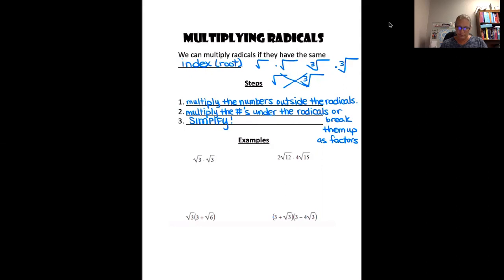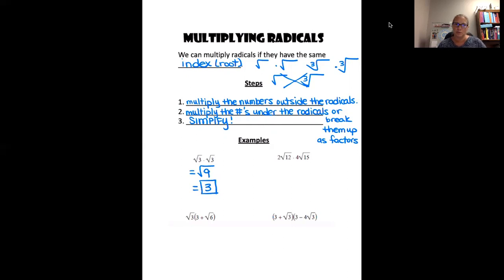Now, one rule of thumb here for this first example, the square root of 3 times the square root of 3: when the radicands are exactly the same, the answer is the radicand with no radical. And here's why. The square root of 3 times the square root of 3 is the square root of 9, and the square root of 9 is 3.